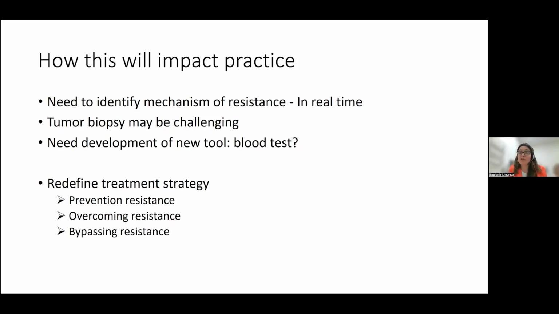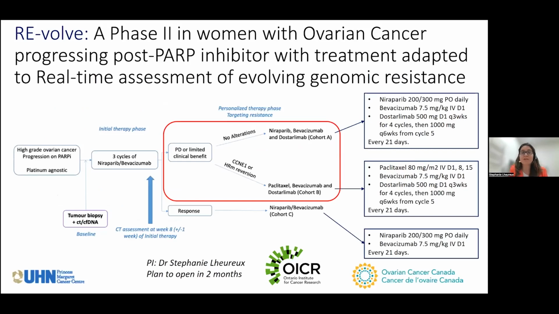Can we prevent the resistance when we actually give the PARP, or if the patient progresses on PARP, can we overcome resistance, or actually can we bypass the resistance with all this ADC new development? So that is one hypothesis that we will test, and this trial will be open at Princess Margaret hopefully in 1 or 2 months' time. It is a phase 2 trial with ovarian cancer, where we will take patients who progress on PARP inhibitor treatment or received prior a PARP inhibitor treatment and progress.